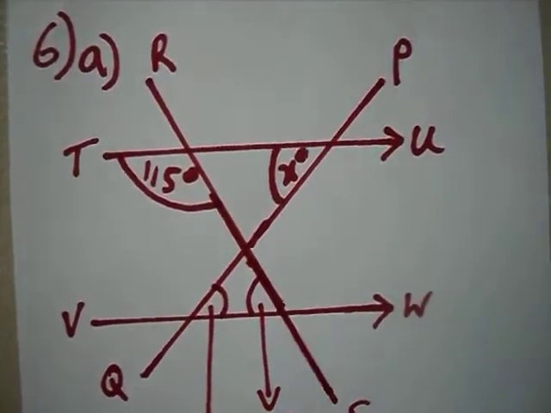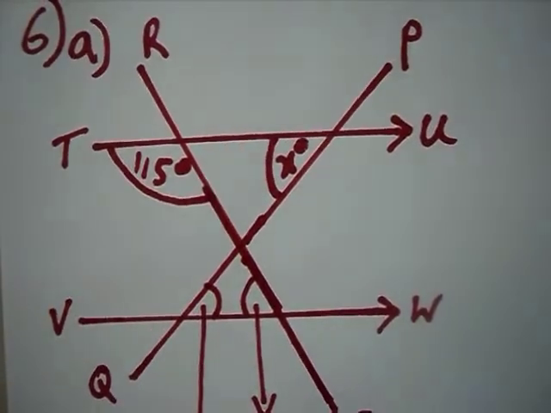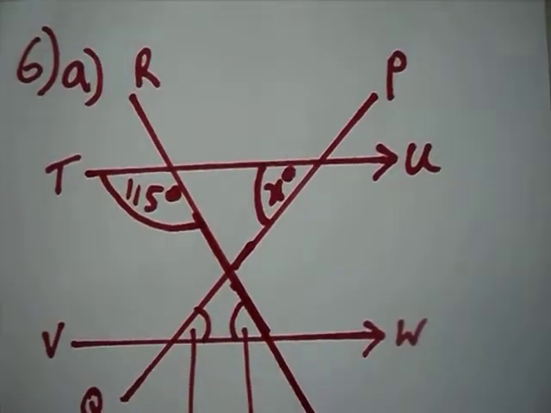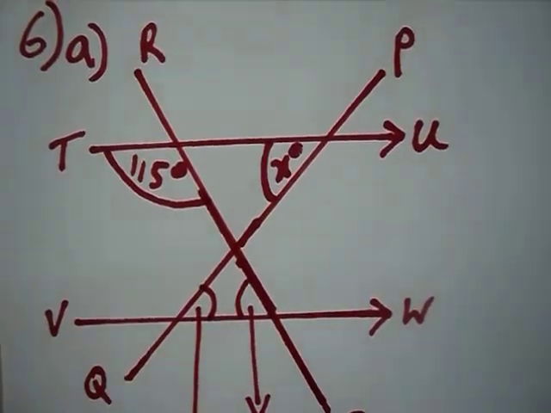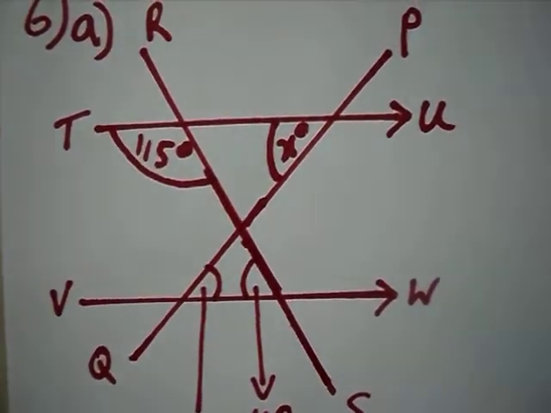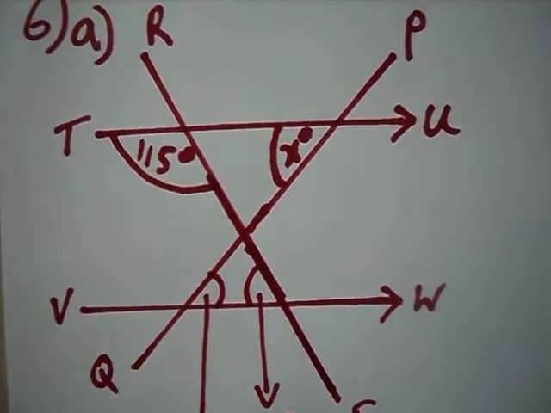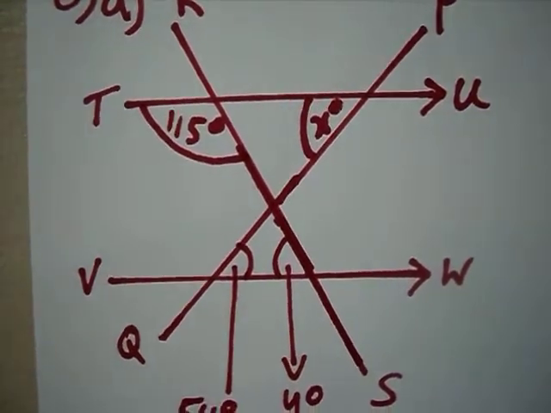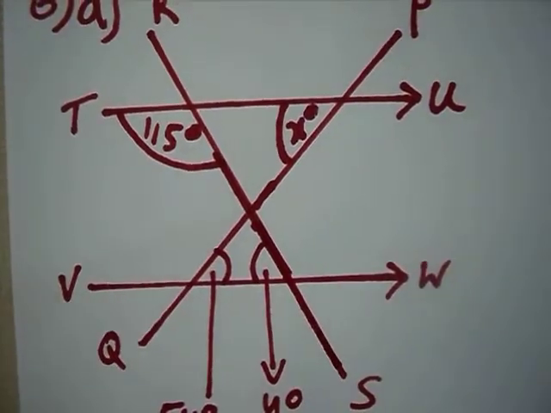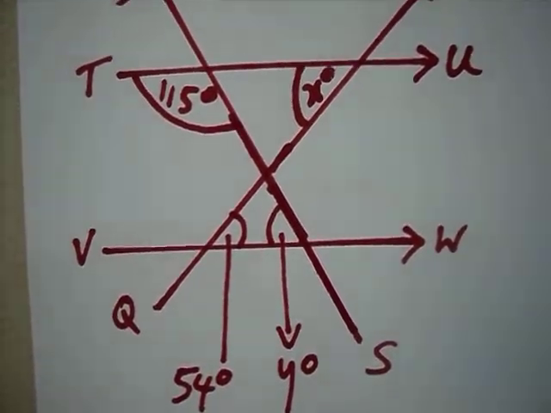We are back with June 2010, number 6A. A diagram here, not drawn to scale. It shows two straight lines, PQ and RS, intersecting a pair of parallel lines, TU and VW. They ask you to determine, with reason, what is X and Y.